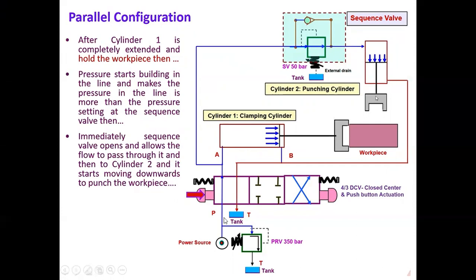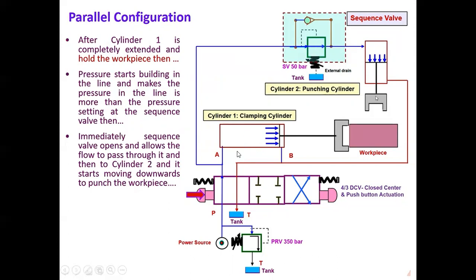See, at first position, oil goes from P to A through the cylinder piston side. The piston extends the rod on the right side to hold the workpiece. After completion of the extension, the pressure increases up to 50 bar. Then this sequence valve is set to a pressure of 50 bar.